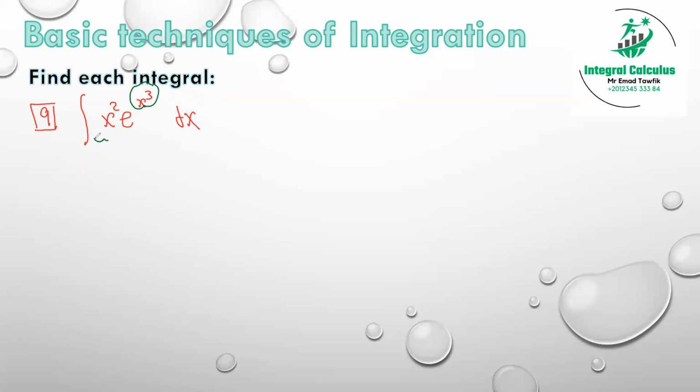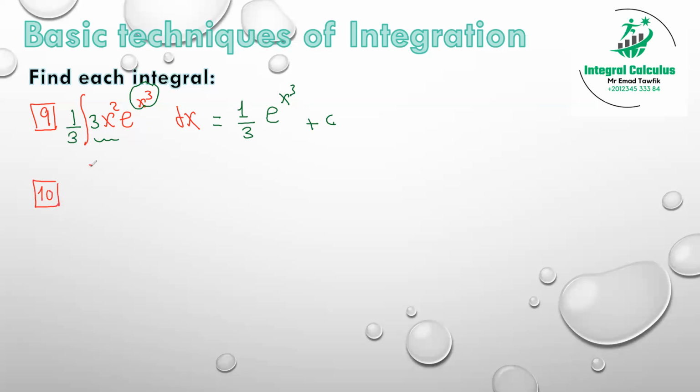But we don't have any 3x squared. I have x squared, okay? So since the 3 is missing, you have to give me 3 here and take 1/3 here, okay? So your final answer is supposed to be 1/3 times e to the power x cubed, and then plus c. For question number 10.